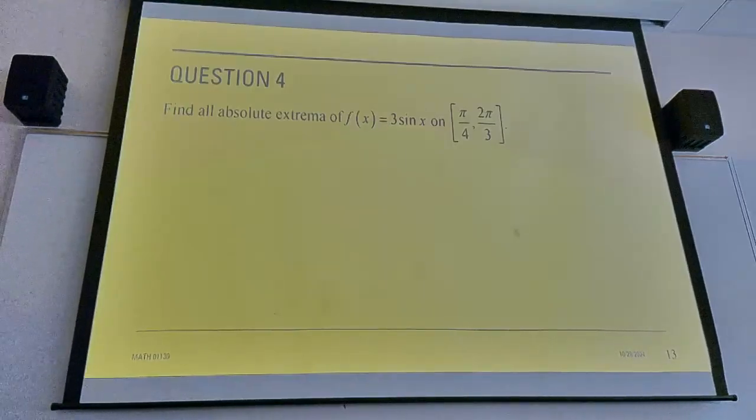So 3 sine of x on pi over 4 to 2 pi over 3. What's the derivative? Is there anywhere that is undefined?